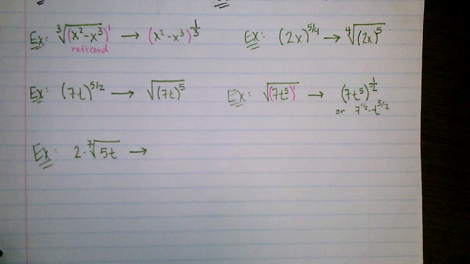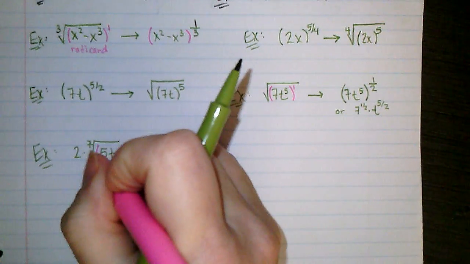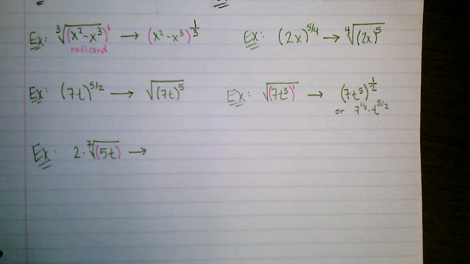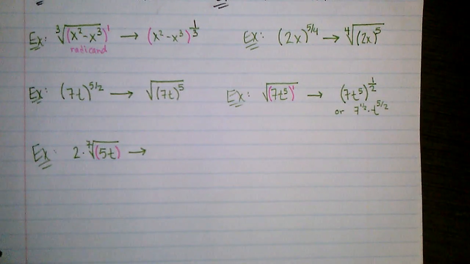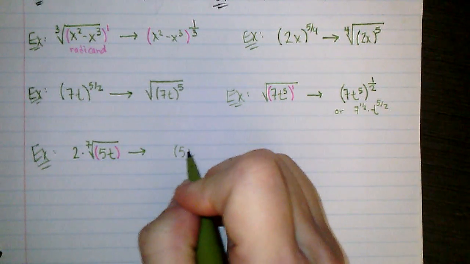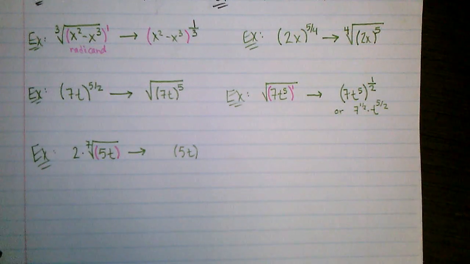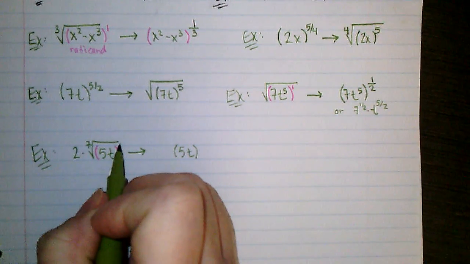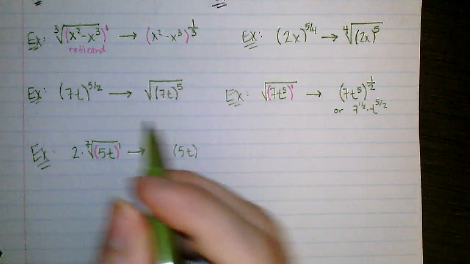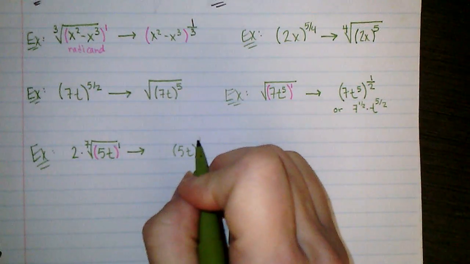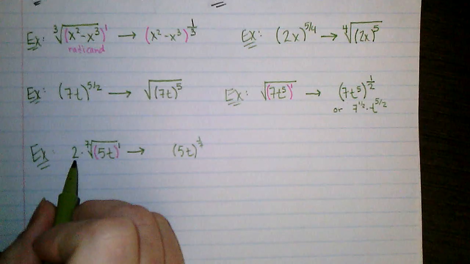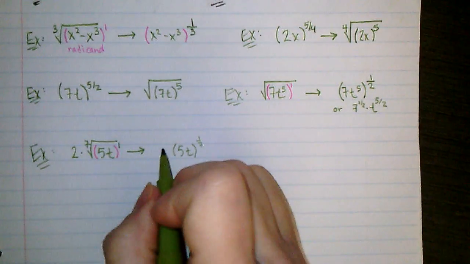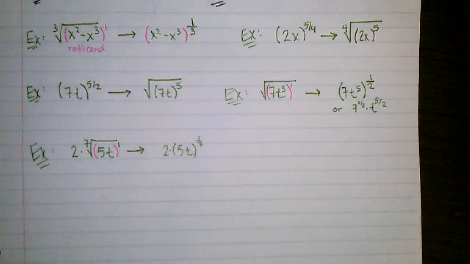So what is my base going to be? The base is going to be the radicand of 5t. So I'm going to have 5t. And then what power will that be raised to? Well, it's going to be the power on the radicand over the index of the radical. So that will be 1 over 7. And then when I have that 2 out front, I'm still going to have times 2 out front of there.